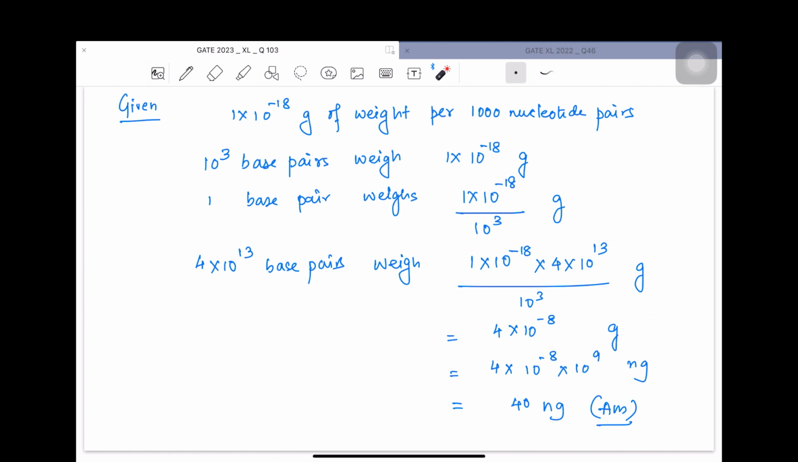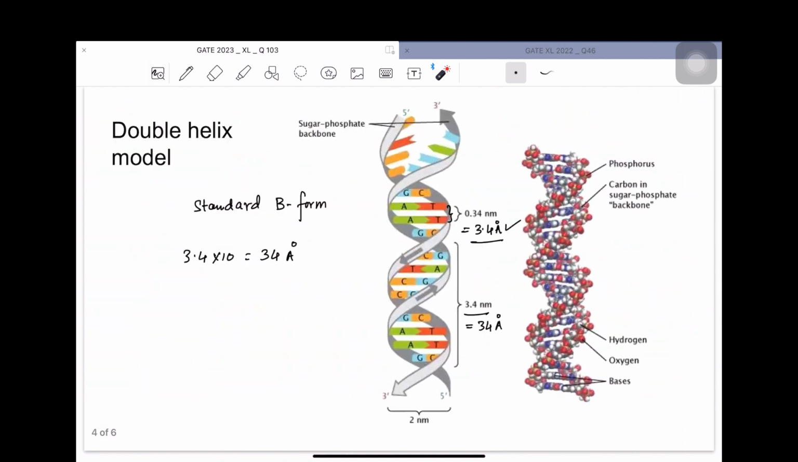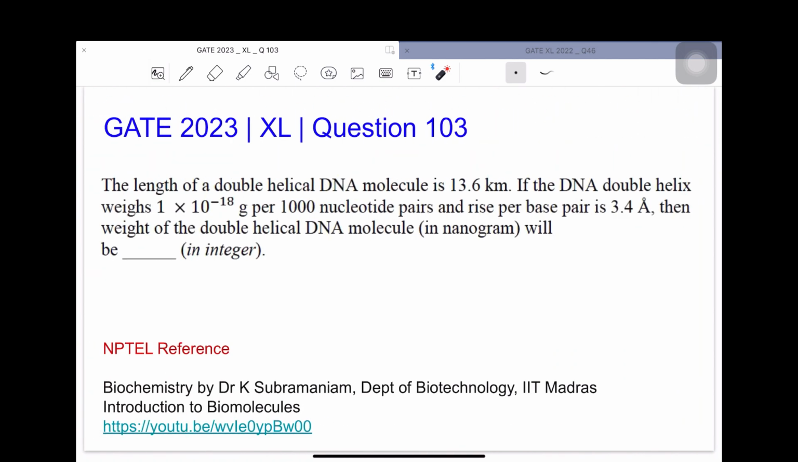So now we have got this answer in grams, 4 into 10 to the power minus 8 grams. That is the weight of the DNA, but we need it in nanogram units. We know that 1 gram is equal to 10 to the power 9 nanograms. So we will multiply this value by 10 to the power 9. So 4 into 10 to the power minus 8 into 10 to the power 9 gives us 40 nanograms. So that is our answer. If we go back to the question, the weight of the double helical DNA molecule in nanogram will be 40. And that is your answer.